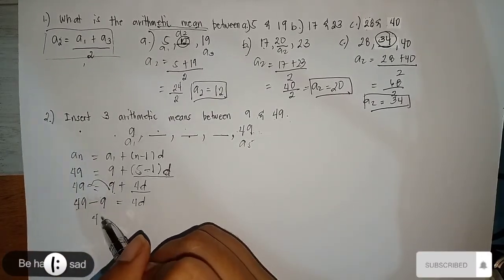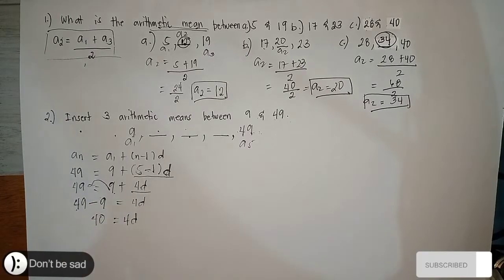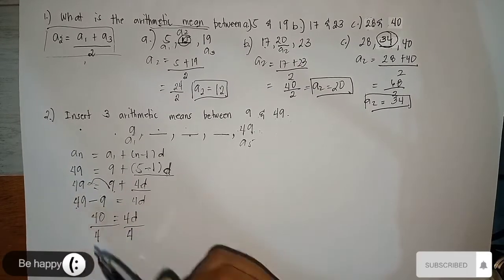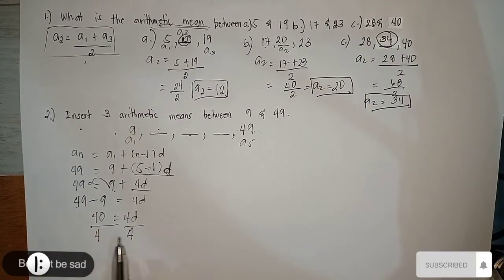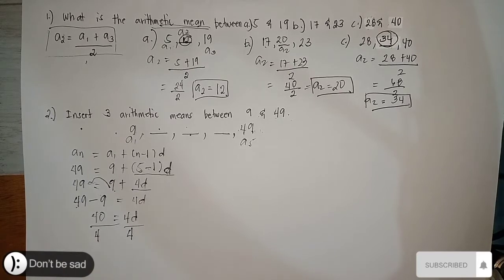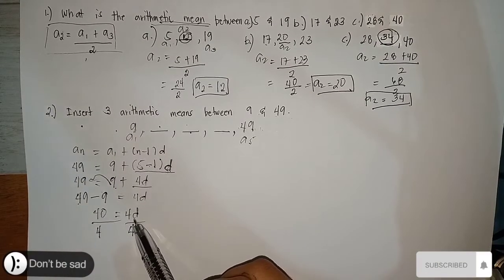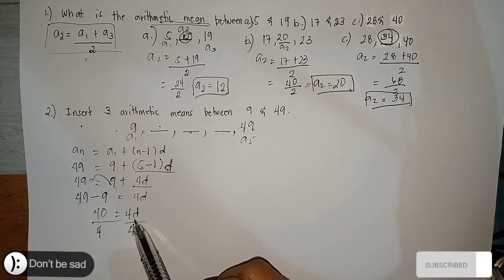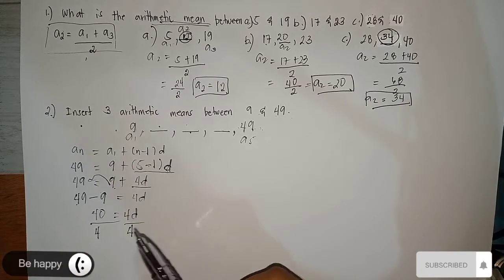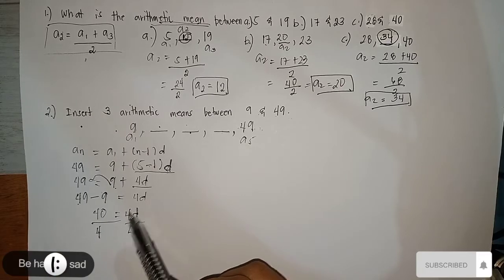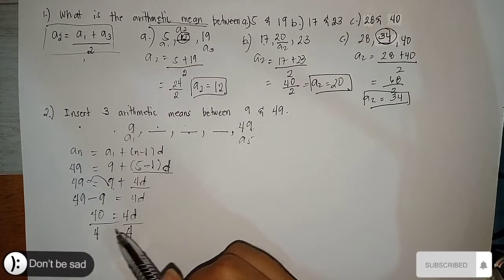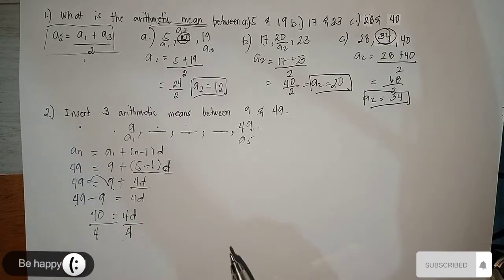49 minus 9 is 40 is equal to 4d. Divide lang. Meron akong napapansin kung paano daw nakukuha yung i-divide. So, ganito siya. Kapag, halimbawa, we are looking for the common difference, di ba? Kung ano yung kasama ng variable na hinahanap natin, kung anong kasama niyang number, yun yung kailangan natin i-eliminate or tanggalin. So, dahil si d, ang kasama niya ay 4 at kailangan natin matanggal si 4 para mahanap natin si d, di-divide natin both sides kay 4.